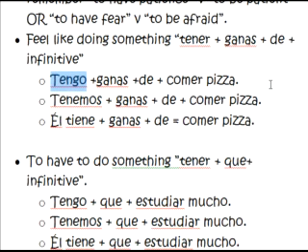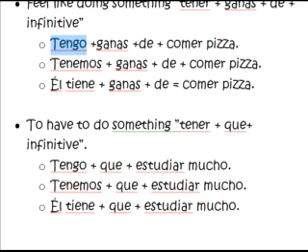Tengo ganas de comer pizza. Tenemos ganas de comer pizza. We feel like eating pizza. Él tiene ganas de comer pizza. He feels like eating pizza. So again, from here back, it doesn't change. This one depends on whatever you feel like doing, and this one changes according to the subject of the verb.